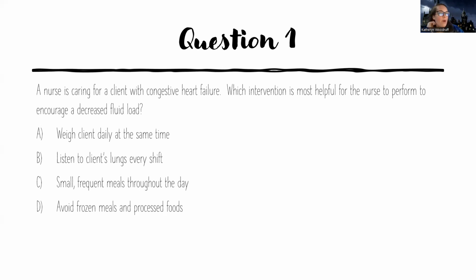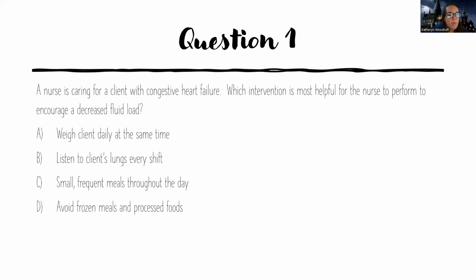So you always have to think about what it's asking you here, because a lot of times students could choose A or B because they read the question too quickly, or they think it's asking what intervention is helpful for a client with heart failure. And I'm definitely going to weigh them daily. I'm definitely going to listen to their lung sounds every shift. But are these going to specifically help, and are they going to be most helpful to decrease their fluid load? So far, I haven't had any winners.